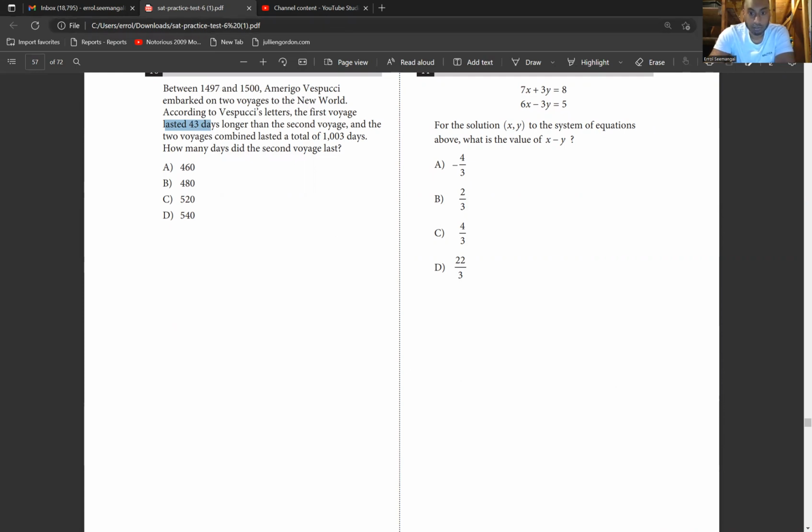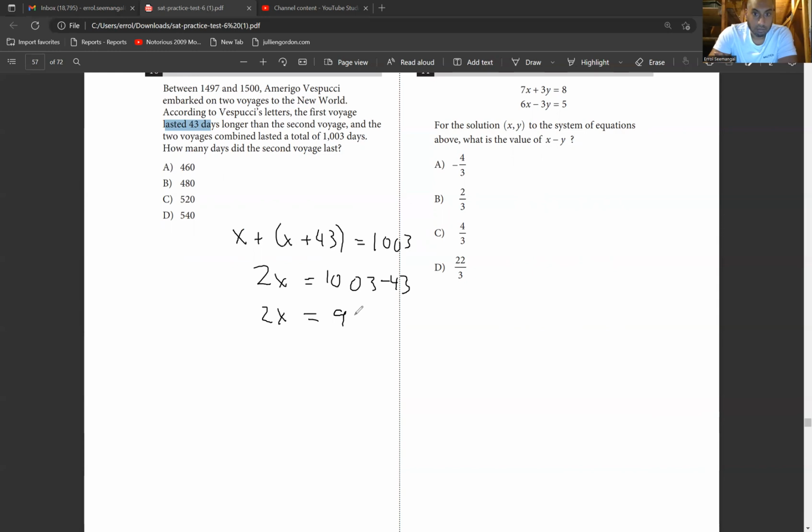Okay, what are we going to do there? We could do x plus 43 equals 1003. Yep, that's the first equation. So if we solve for x here, what do we get? 2x equals 1,003 minus 43. That's 2x equals 960. So x is what? 480? Yeah. Okay, so wait.